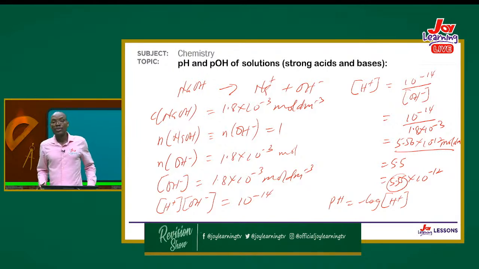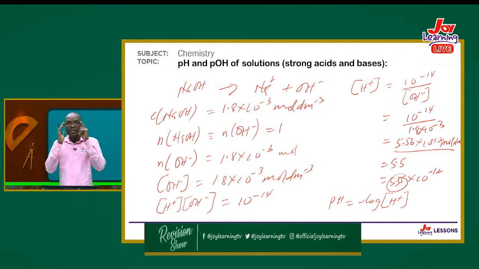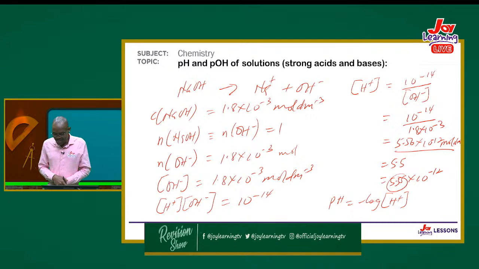So my pH will be 11 point, watch the value well, 11.255. So if I'm approximating, it will give me 11.3 or 11.36, and that will score. So take note of it.